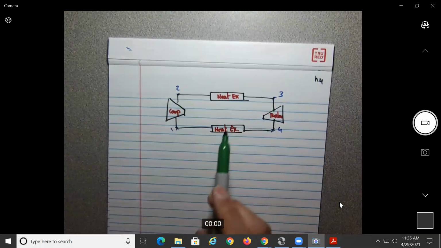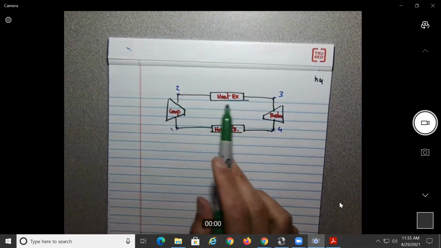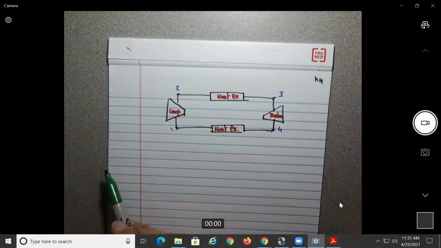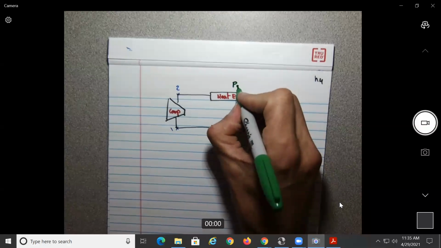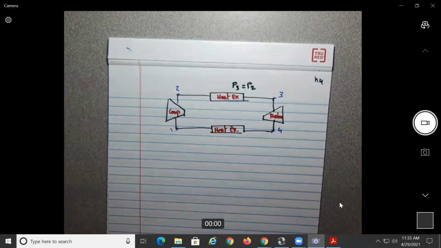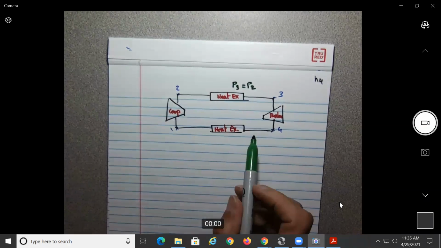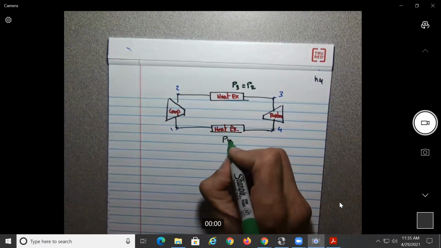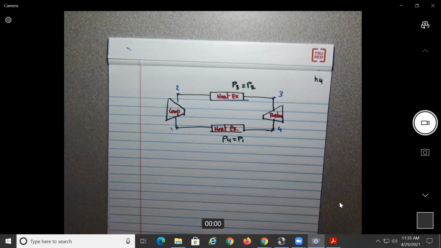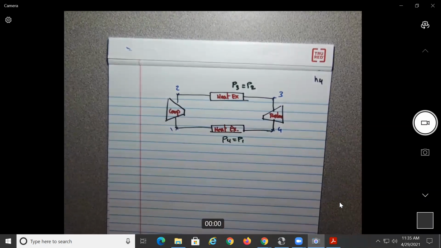Is it a change in pressure in the heat exchanger? No, so they work at constant pressure, no? So we could write over here P3 equal to P2, and this works at constant pressure, so you could also rewrite P4 equal to P1, no? Okay, and what do we know?